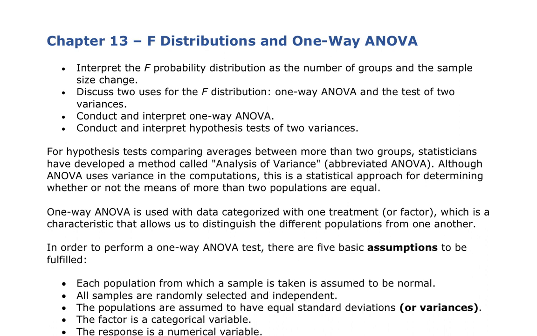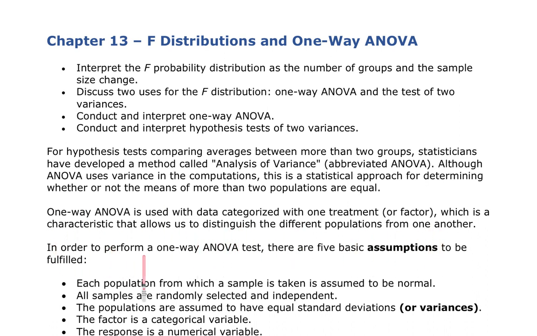For hypothesis tests comparing averages of two or more groups, statisticians have developed a method called the analysis of variance, which is abbreviated as ANOVA. Although ANOVA uses variance in the computations, this is a statistical approach for determining whether or not the means of more than two populations are equal. The one-way ANOVA is used with data that's categorized as one treatment or factor, which is a characteristic that allows us to distinguish the different populations from one another.